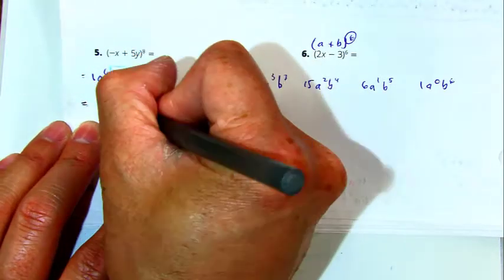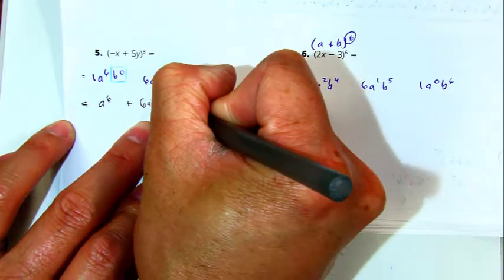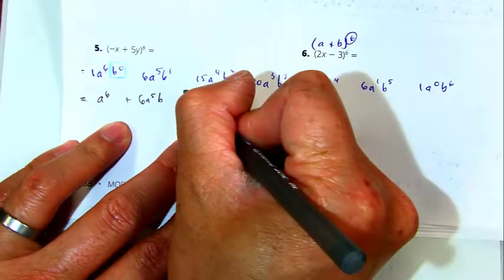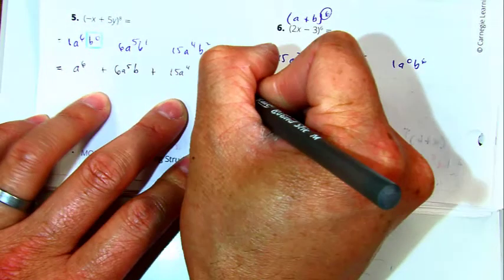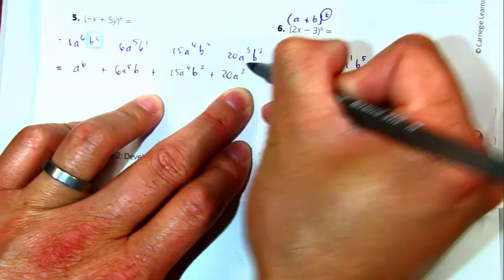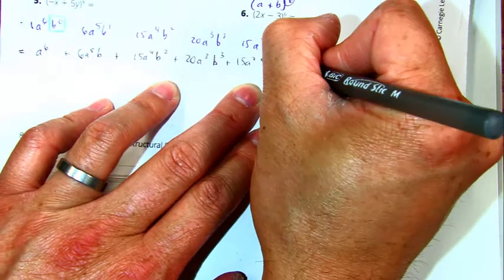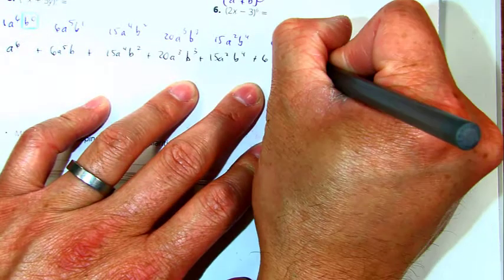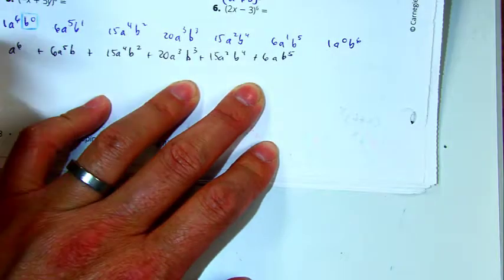a to the 6th, plus 6a to the 5th b, plus 15a to the 4th b to the 2nd, plus 20a to the 3rd b to the 3rd, plus 15a to the 2nd b to the 4th, plus 6a b to the 5th, and then plus b to the 6th.